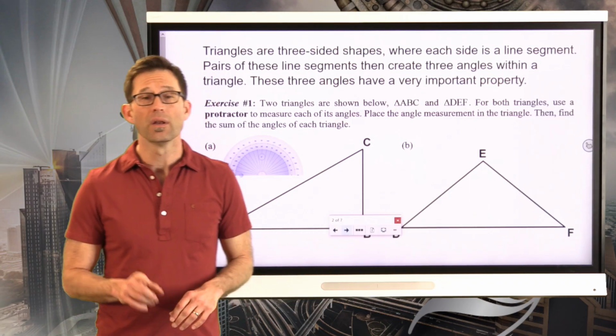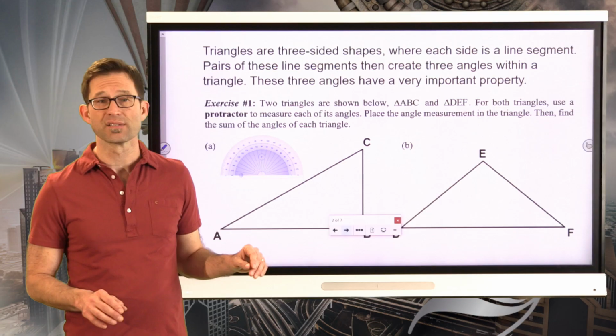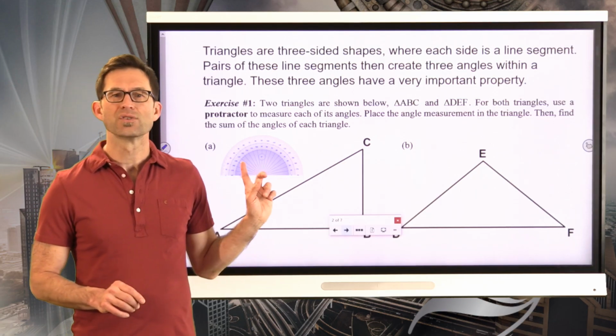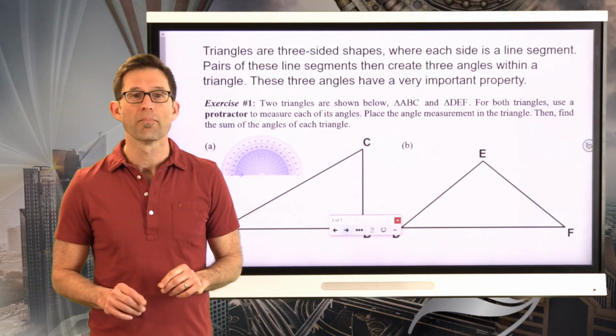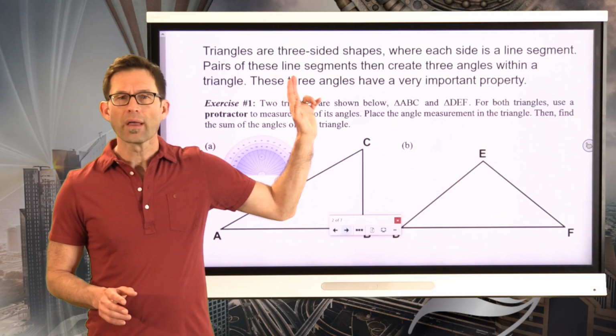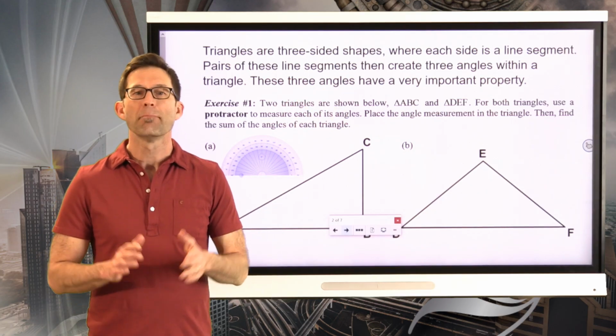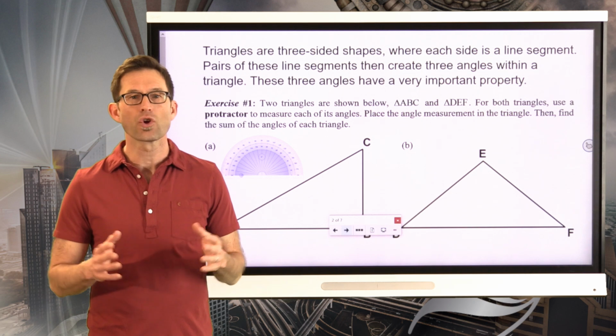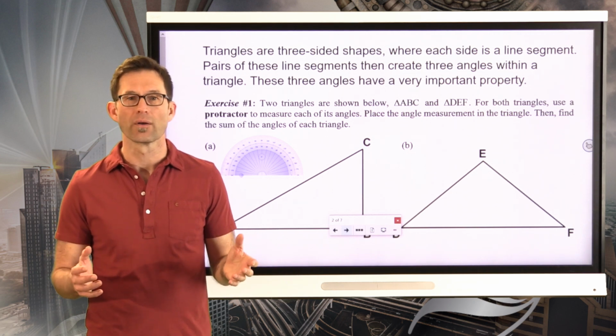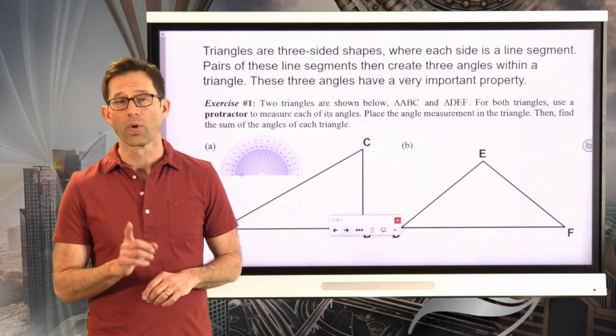Now, one of the things you're going to need for this lesson, at least right away, is a protractor in order to measure some angles. Triangles are three-sided shapes where each side is a line segment. Pairs of these line segments then create three angles within a triangle. These three angles have a very important property.